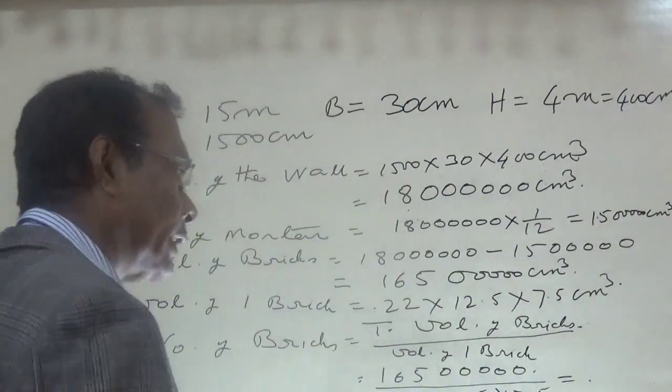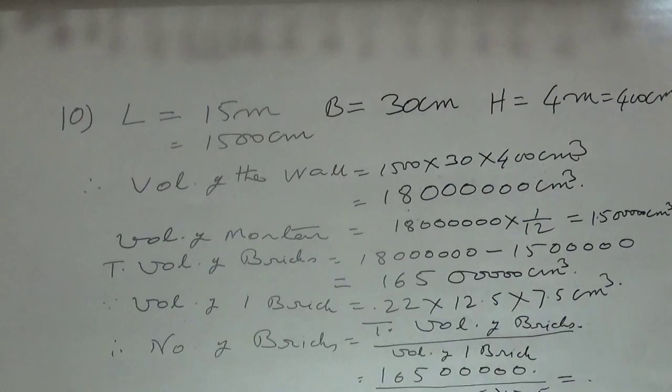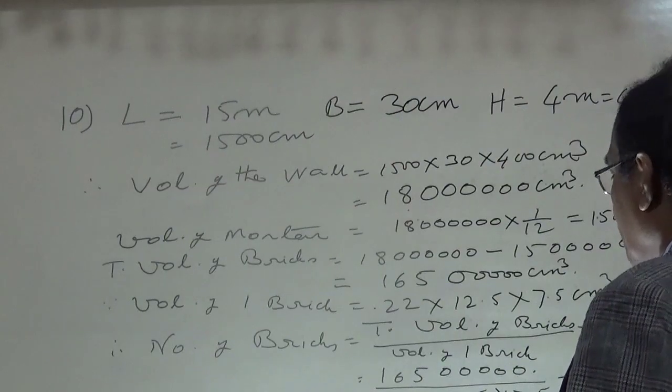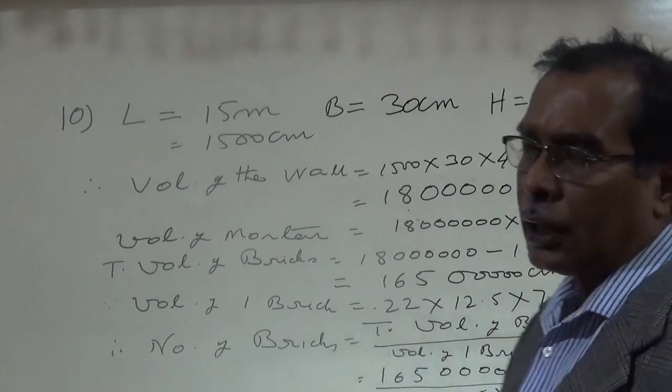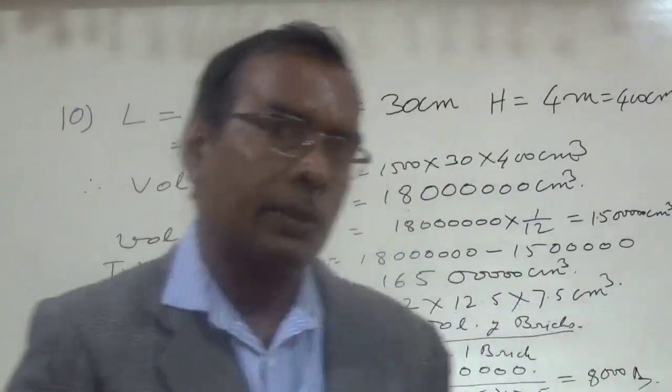And if we take the calculation, this is centimeter cube, this is centimeter cube, it will cancel. No units will come because it is the number of bricks. So it is equal to 8,000. So the number of bricks is coming exactly 8,000.